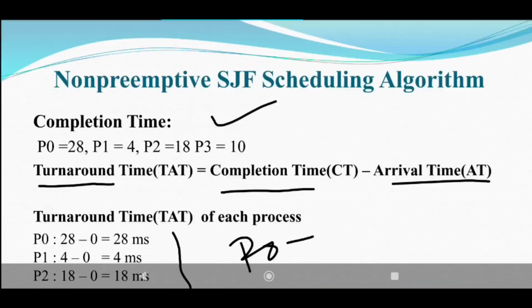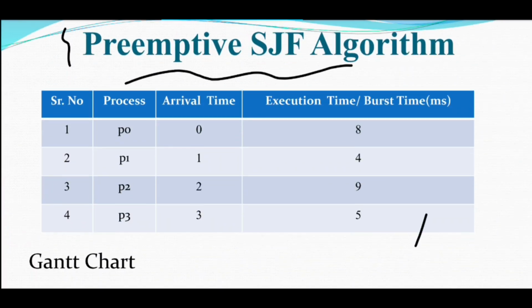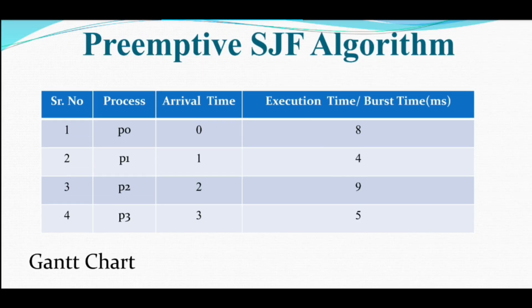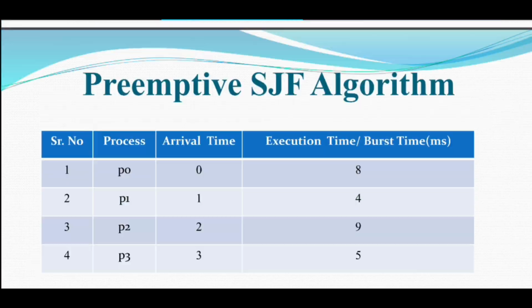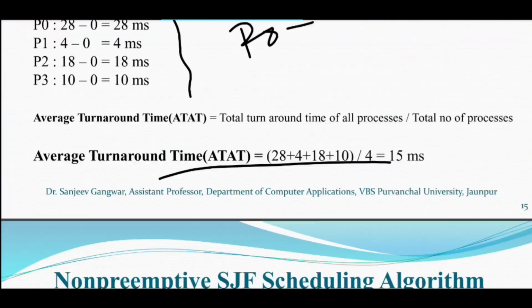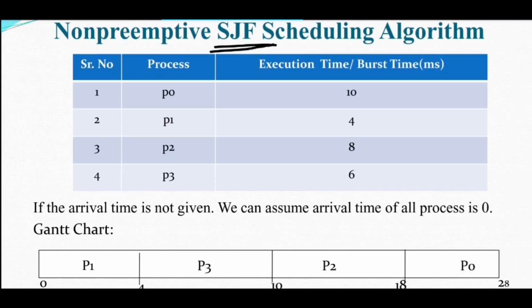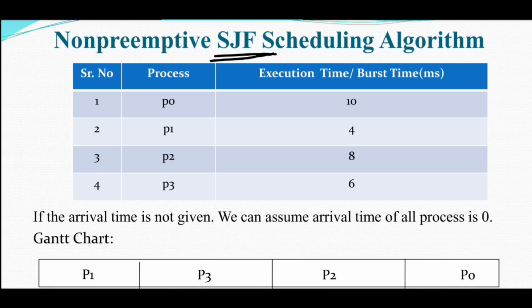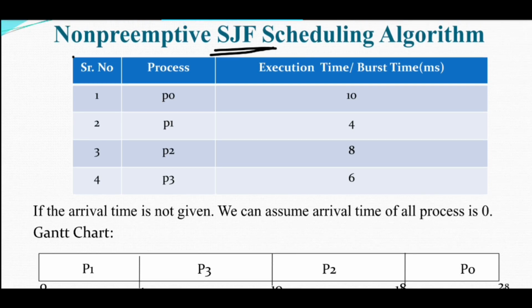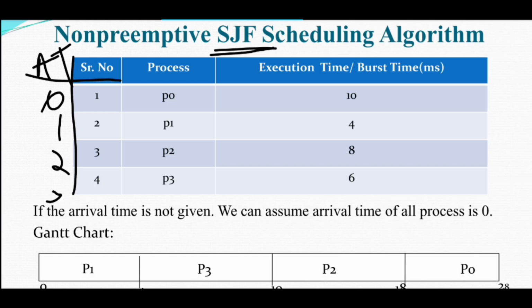And then we have to discuss shortest job first. Here arrival time is given. In the previous numerical, arrival time was not given. This one is preemptive, but let's move to our non-preemptive first. Arrival time is not given, so let's consider it as 0, 1, 2, 3.